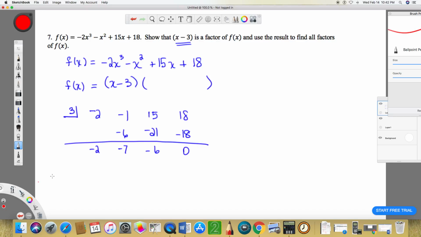We can say that this is x squared, that this is x, and so I can come in and say this is negative 2x squared minus 7x minus 6. All right.